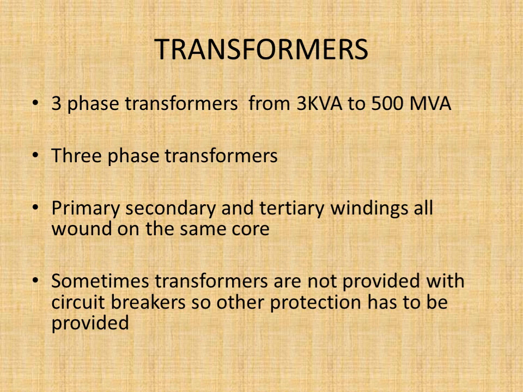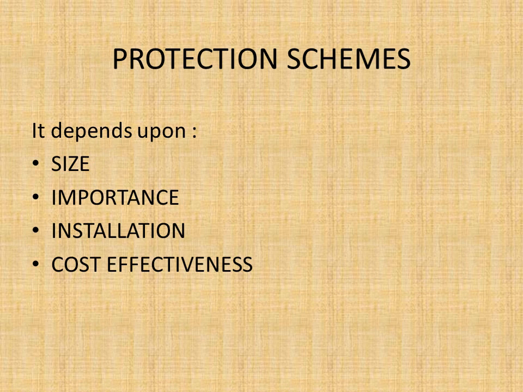Now let's talk about transformers and their safety. Three-phase transformers range from 3 kilovolt amperes to 500 megavolt amperes. In case of three-phase transformers, primary, secondary and tertiary windings all are wound on the same core. Sometimes transformers are not provided with circuit breakers, so other protection measures are to be taken. The protection schemes depend upon the size, importance, installation and cost effectiveness.